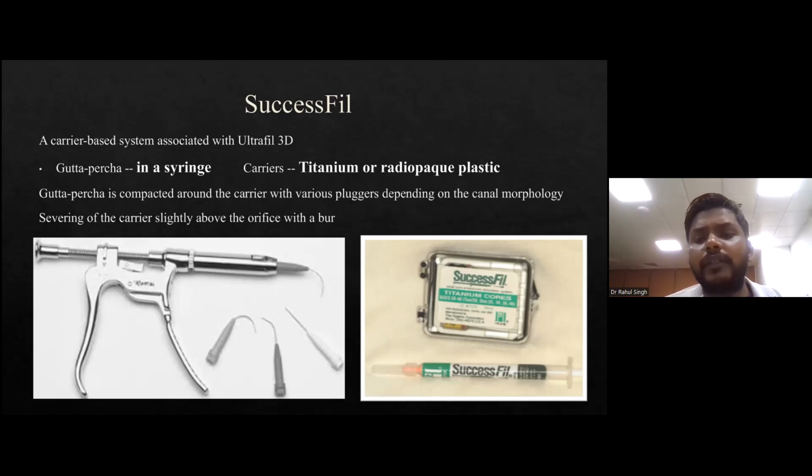So in this technique, what we do is that gutta percha is inserted into the syringe to the measured length of the canal. The gutta percha is expressed on the carrier, with the amount and shape determined by the rate of withdrawal from the syringe. And also the sealer is lightly coated onto the canal walls, and the carrier with gutta percha is placed in the canal to the prepared length. That's how we use this SuccessFil technique.